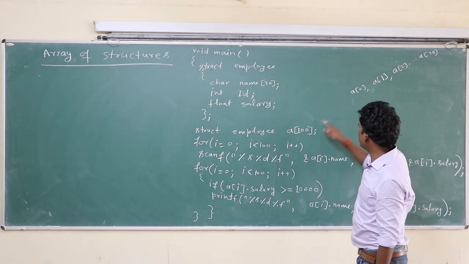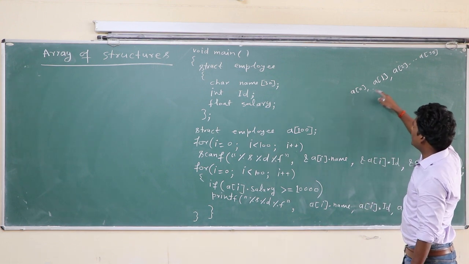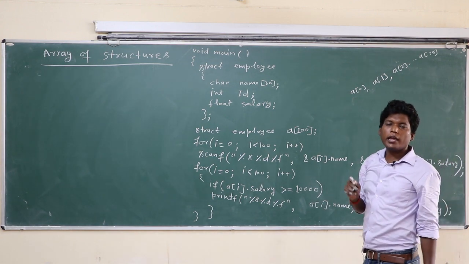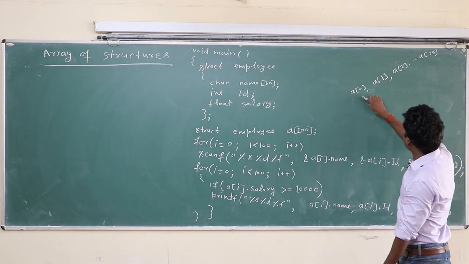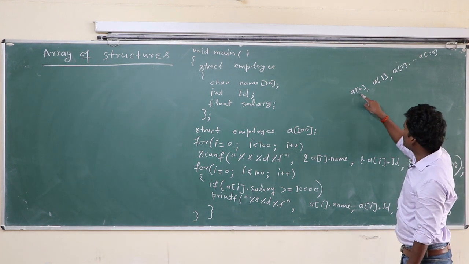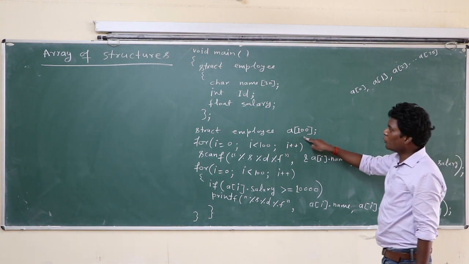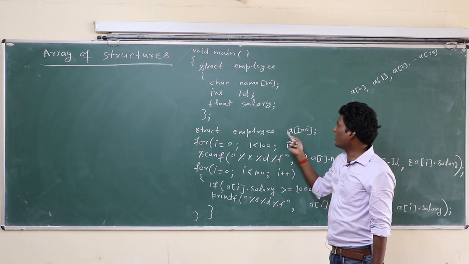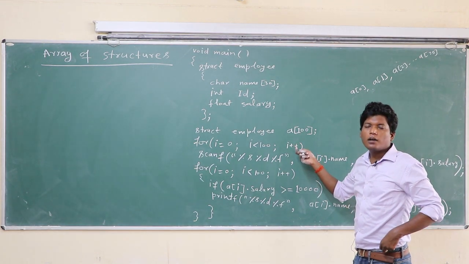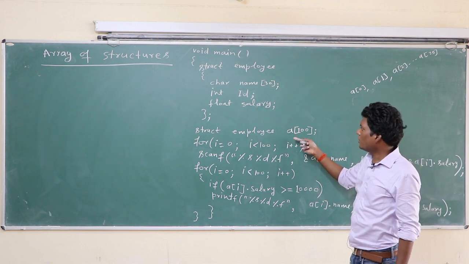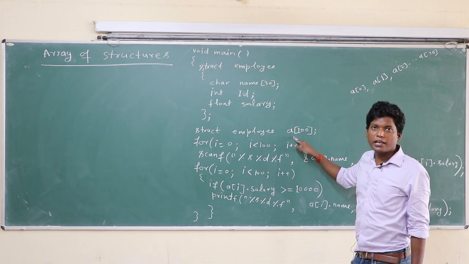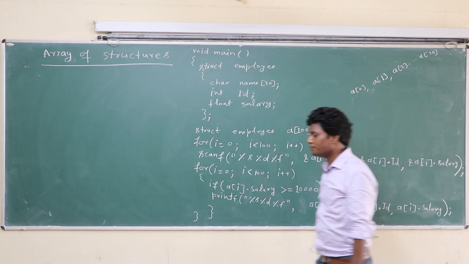Basically A of 100 expands here to A of 0, A of 1, A of 2, A of 3, A of 4, dot dot, A of 99. There are 100 structure variables. Okay class, these are the structure variables here. So we make structure variables in an array, we make an array of structure variables. So A of 100 here is the array of structure variables, array of structures.